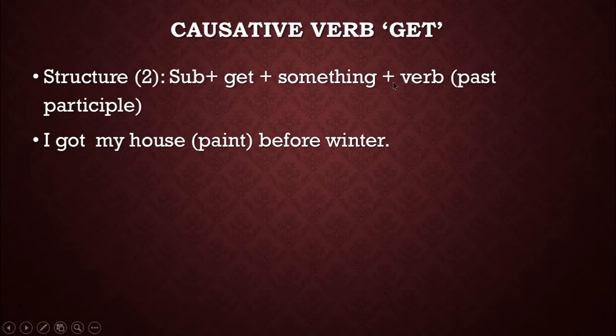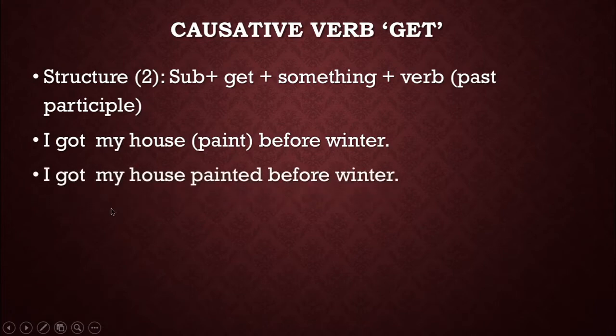Then the verb will be in past participle form, and then the object. Let's try to do it. I got my house. Here we are instructed to change the verb into past participle form, so we have written painted, and then the object, before winter. I got my house painted before winter.